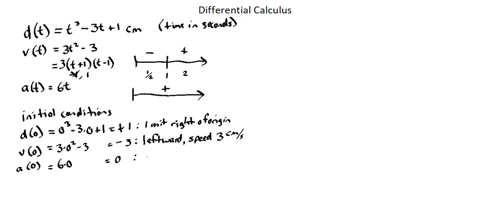And the output for the acceleration function is 0. I have 0 acceleration. No change at this point in my velocity. We'll break here and continue with our exercise in the next video.